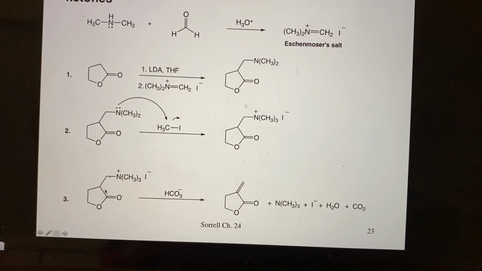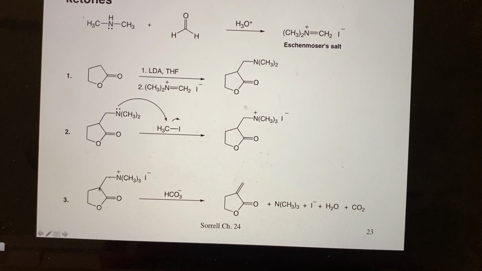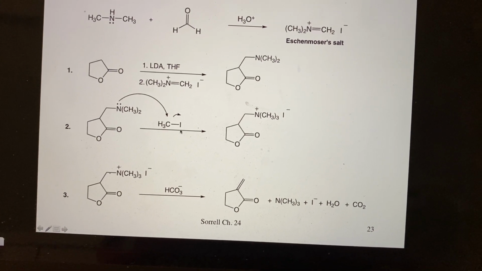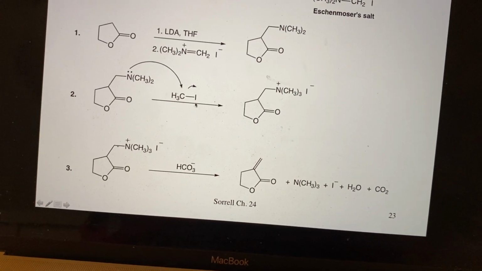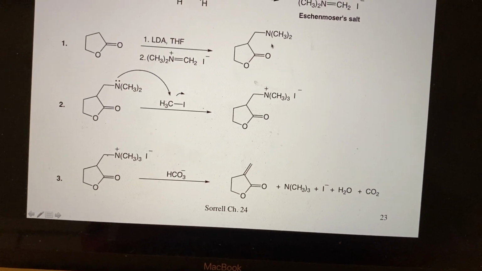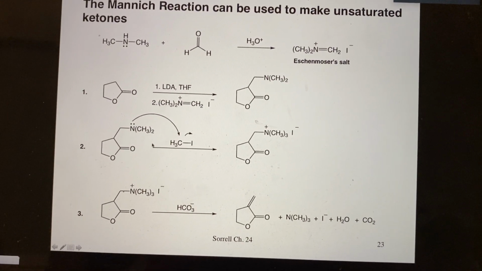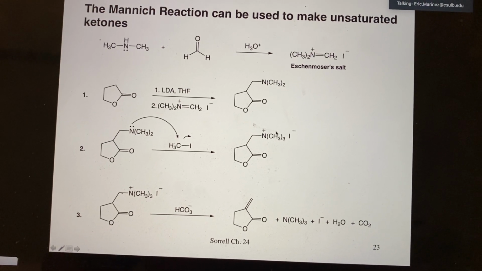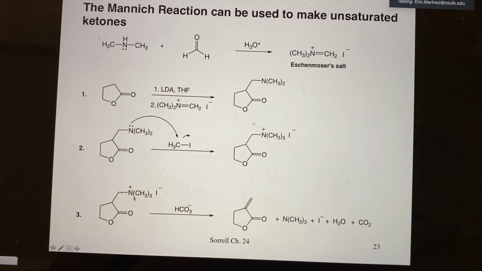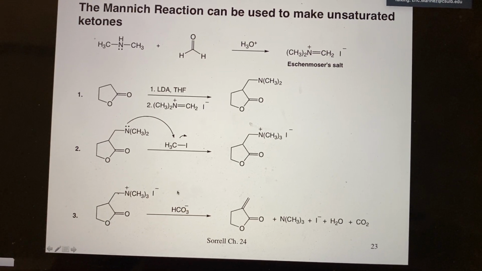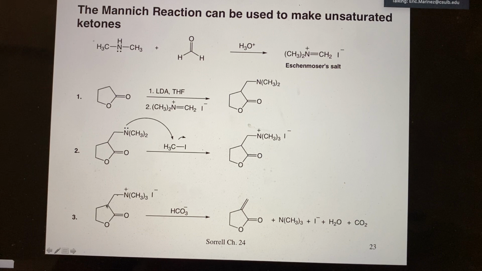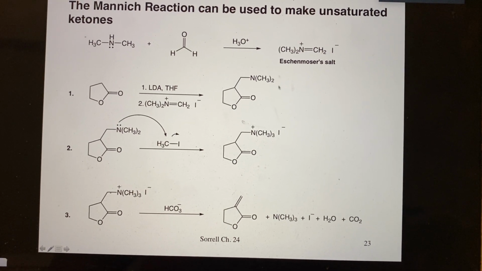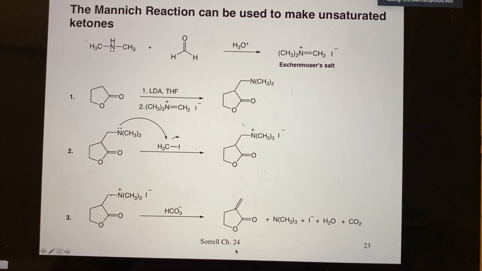In this case, I'm abstracting the proton at the alpha position. That proton is going to take this and this. So what I want you to recognize is, if you see a methyl group here, that's to make this into a good leaving group. And if you see in the second step that I have some type of base, it may not be bicarbonate, it could be any other base, that is to undergo E2 elimination. So it's a two-step process to go from the Mannich product into the alpha beta unsaturated product.